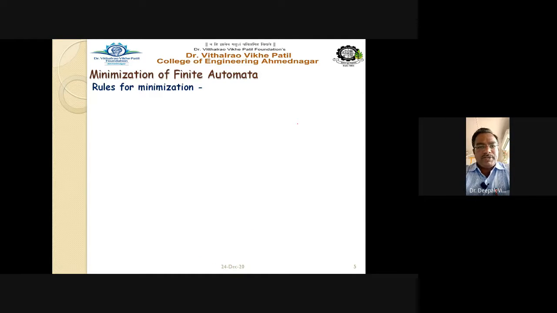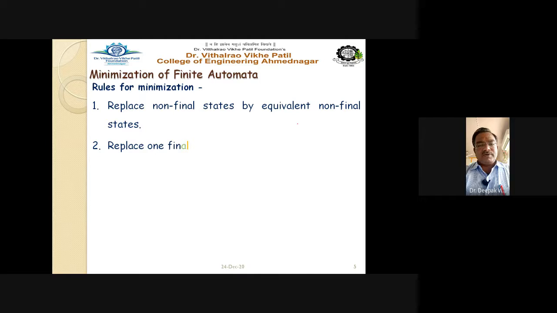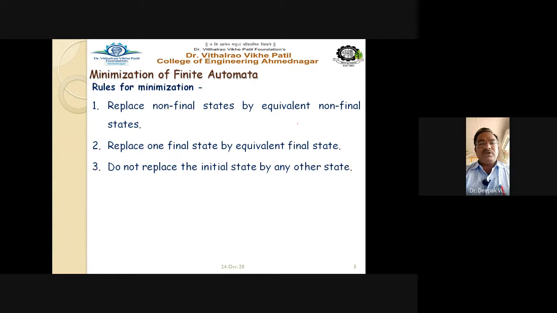So, rules for the minimization. Some important points that we have to remember always while minimizing the automata. The first rule is to replace non-final states by equivalent non-final states. This means all non-final states can be replaced by a non-final state itself. Replace one final state by an equivalent final state, meaning a final state can be replaced by a final state only. Do not replace the initial state by any other state.